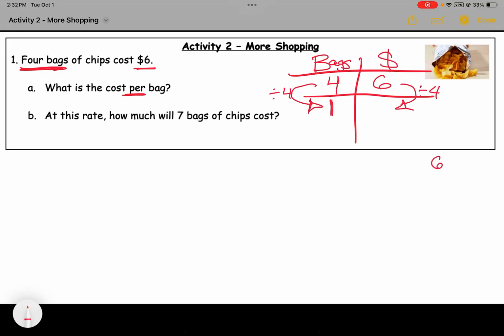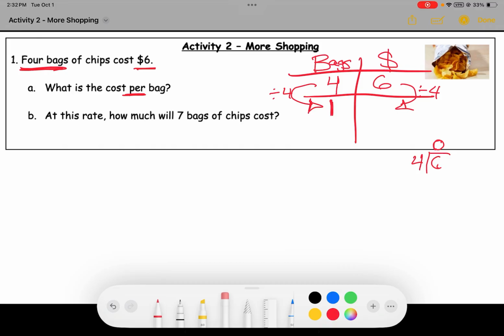So let's do some division. 6 divided by 4. 4 goes into 6, 0 times. Oh, sorry. Yes, that's incorrect. Even Mrs. Young makes mistakes.